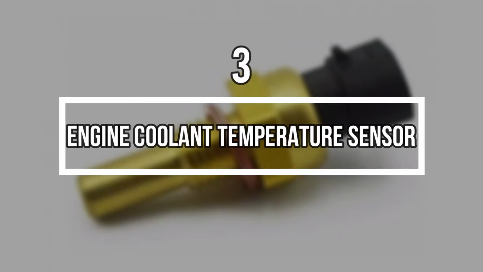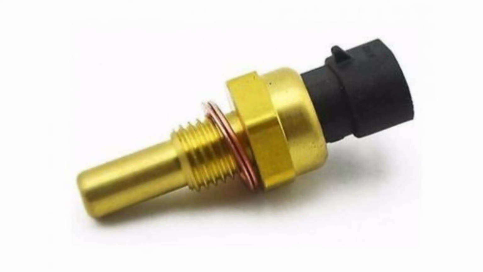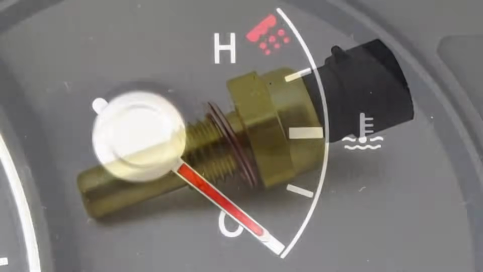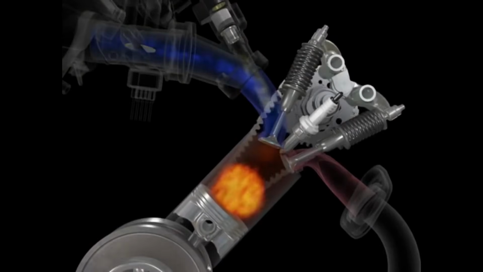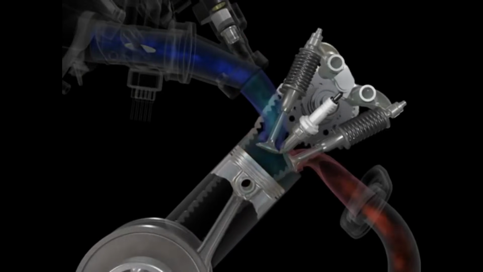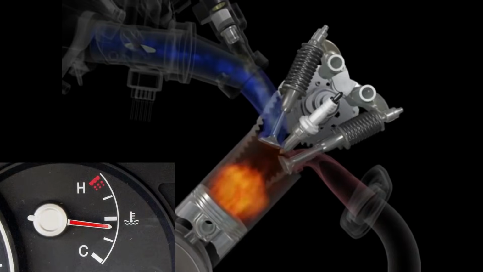3. Engine coolant temperature sensor. The coolant temperature sensor is one of the most relied upon sensors immediately after engine startup. When the engine is cold, the ECU intentionally increases fuel injection to help warm the engine. Once operating temperature is reached, fuel delivery is reduced accordingly.